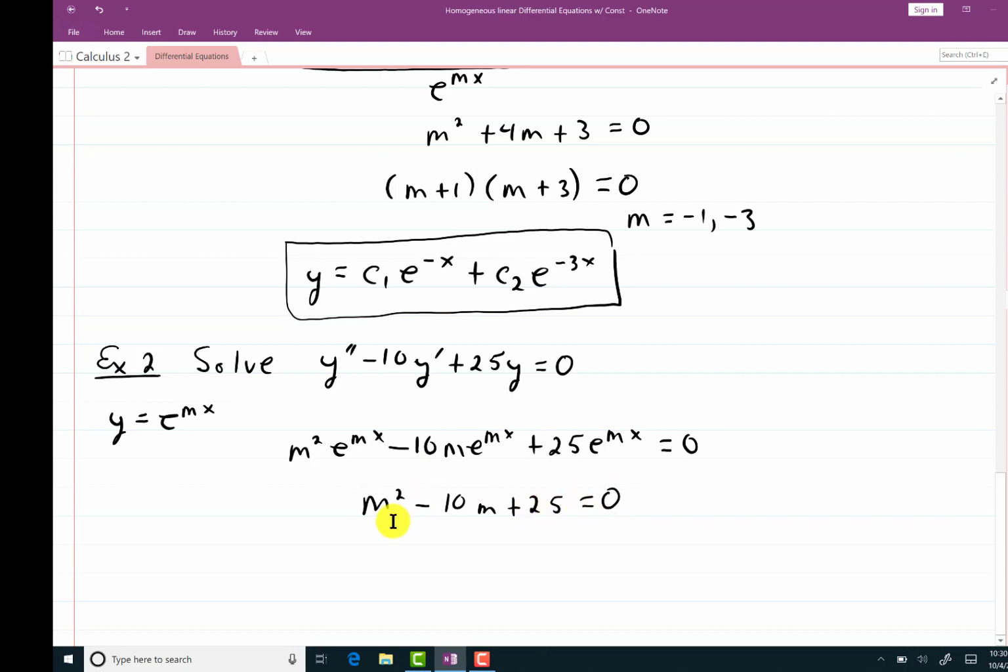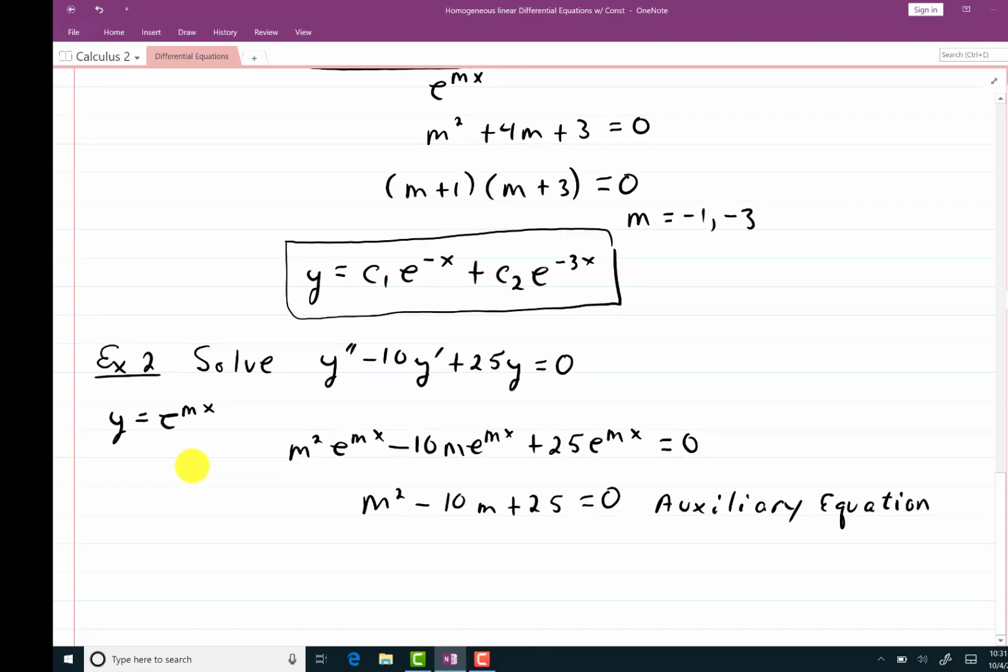Once again, look how similar this equation looks to the original differential equation. In fact, many of the times, we'll do this kind of substitution, or set y equal to that, and we will just automatically jump right to this equation. This equation has a name. It's referred to as the auxiliary equation. And that's the thing that we're going to try to solve.